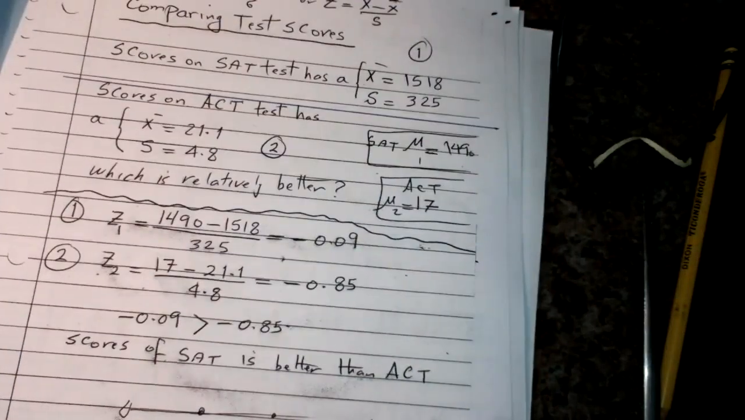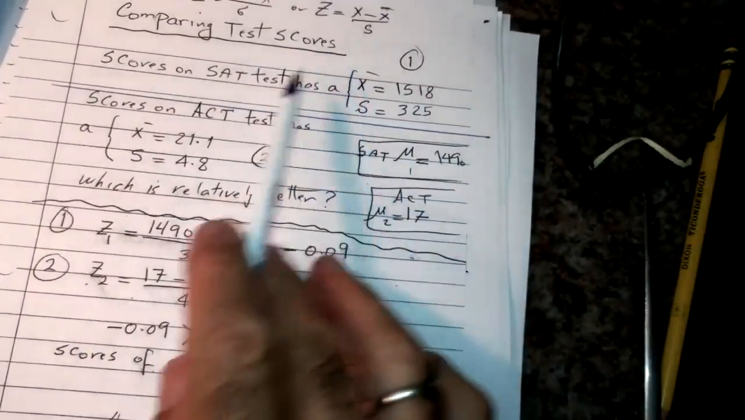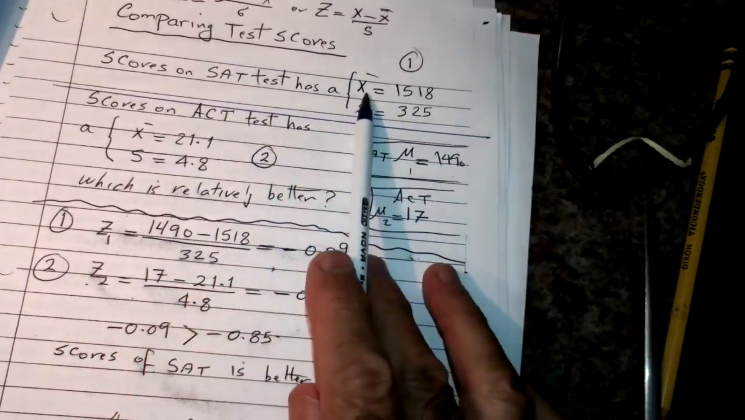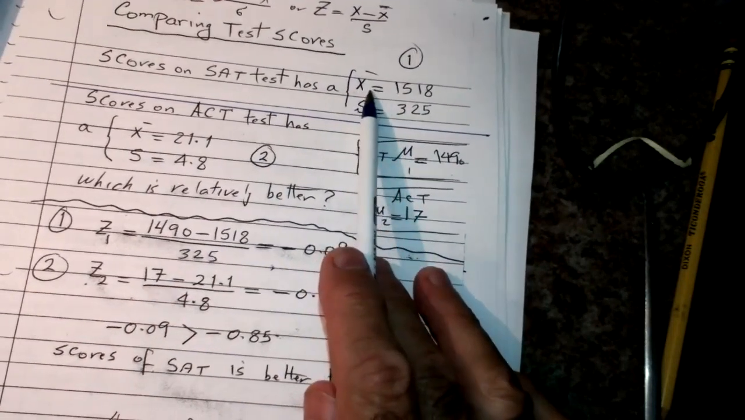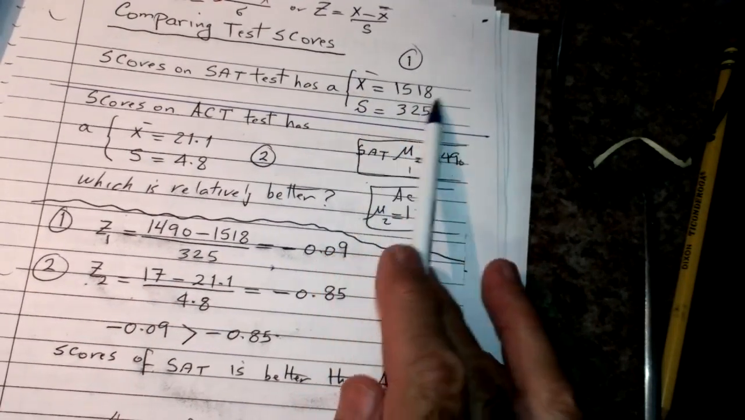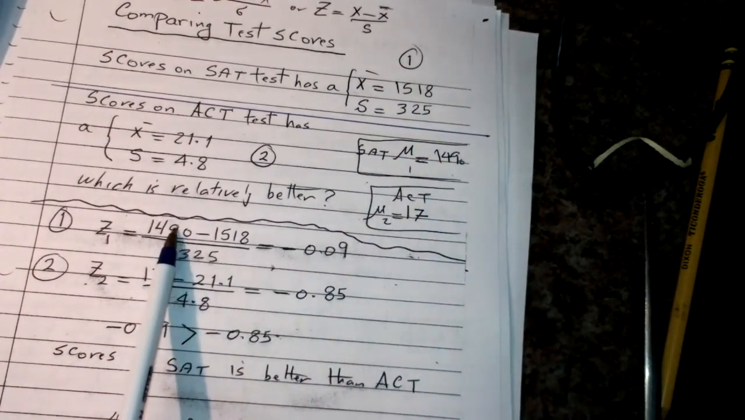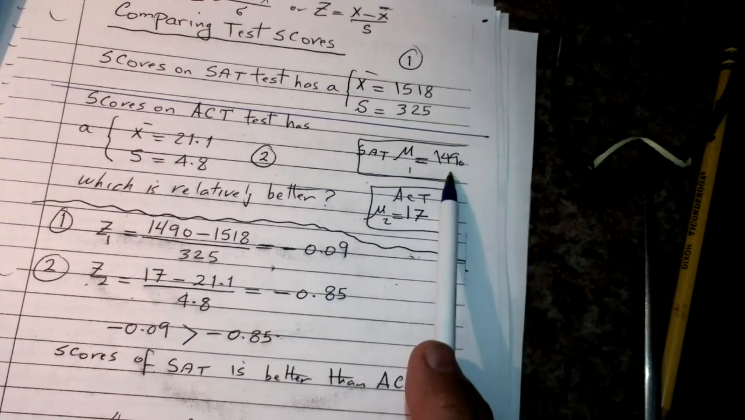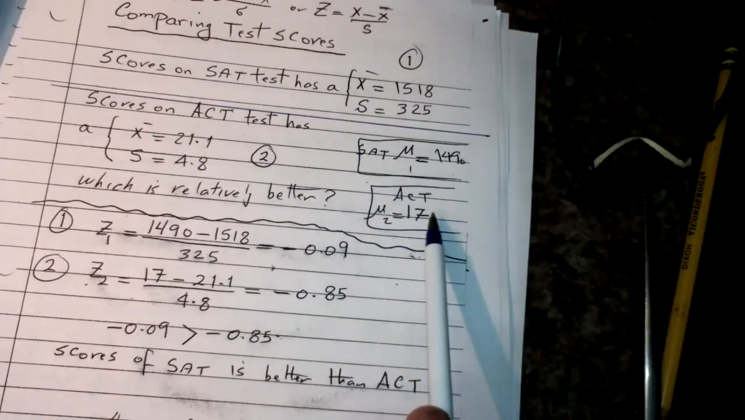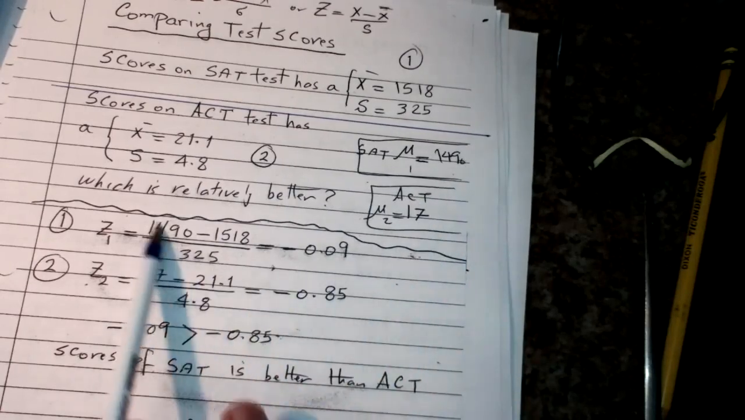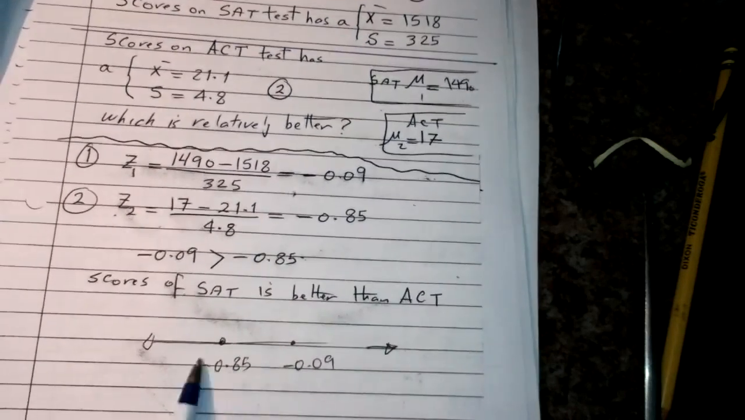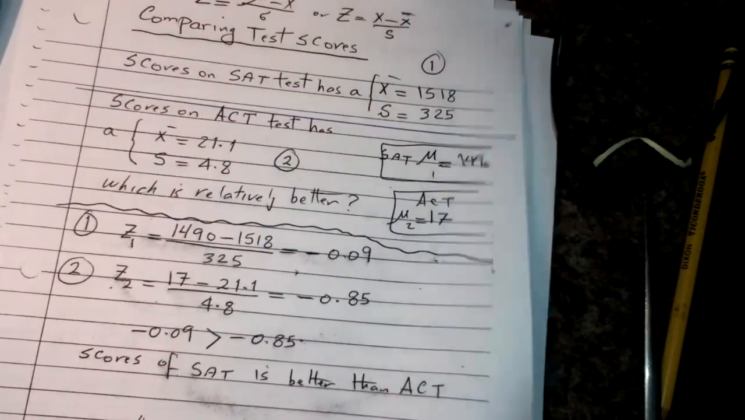This is another example. Let's say you have 2 tests. You want to compare the SAT test and the ACT test. So we give you a standard deviation and mean of each. And these 2 numbers that you're going to compare are 1490, somebody got 1490 in SAT and 17 on ACT. How do you compare that? First, you have to use the Z. So according to Z, -0.09 is greater than -0.85 on the number line. See that? So this one is relatively higher than that.